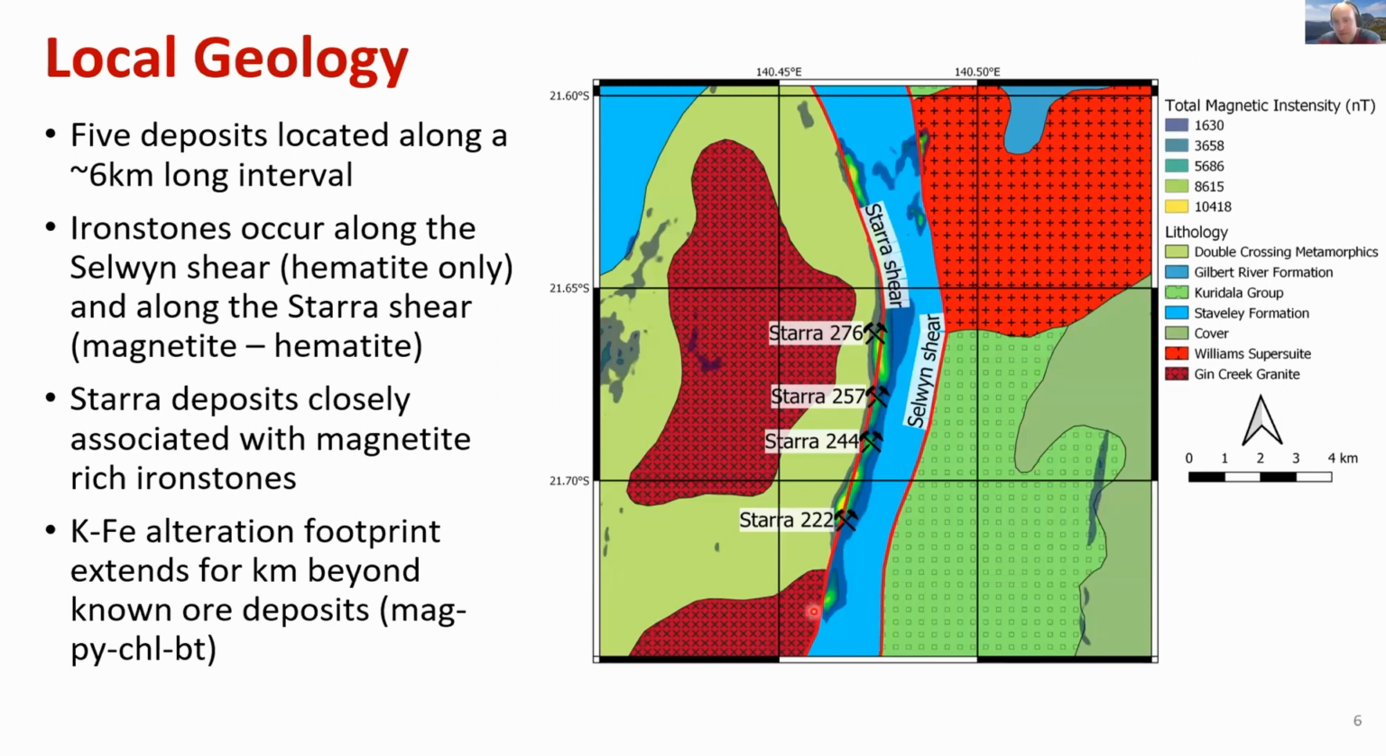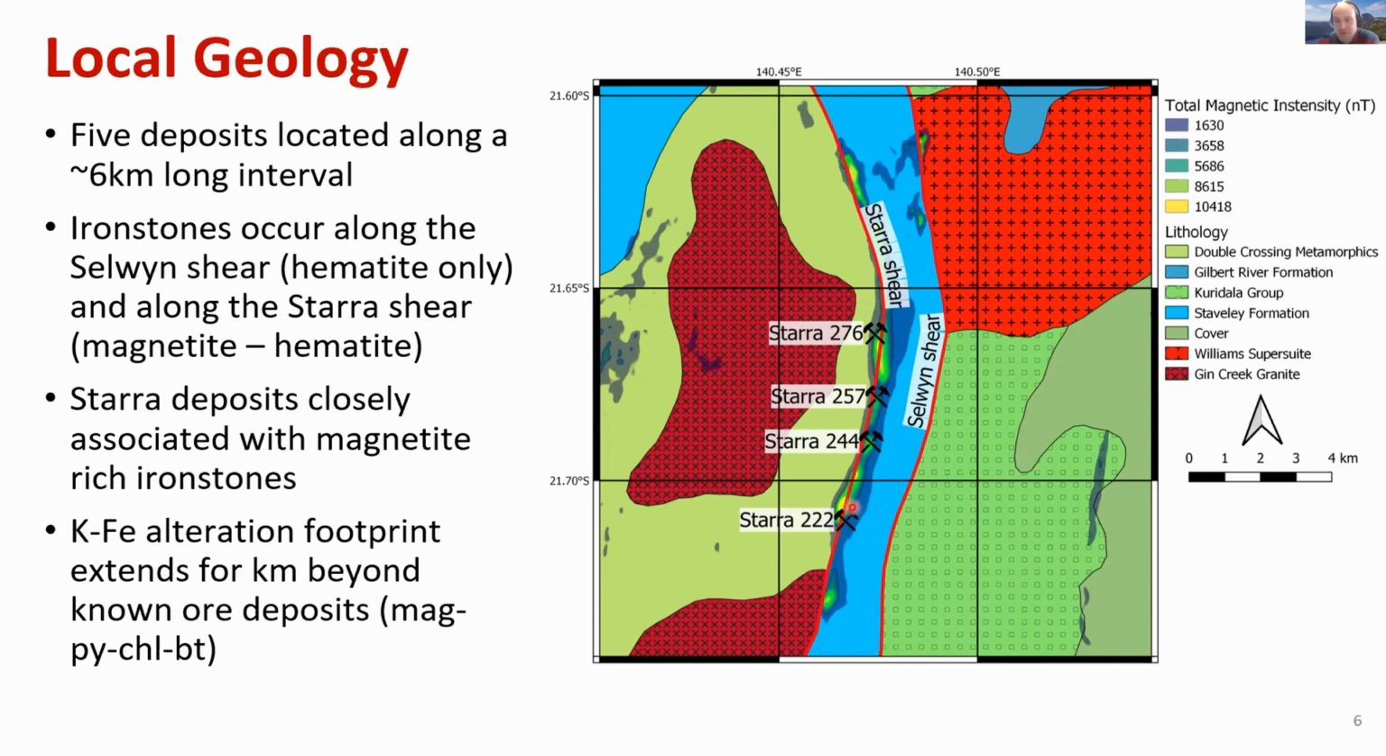You see here on the western side the Starra shear, and to the eastern side the Selvin shear. Both of them consist of ironstones. The Selvin shear is mostly hematite ironstones, and in the Starra shear we have magnetite-hematite dominated ironstones. That's what I've tried to show here with the magnetic intensity layer overlaying, that there's quite a lot of magnetite in this Starra shear, and that's where we get those Starra deposits.